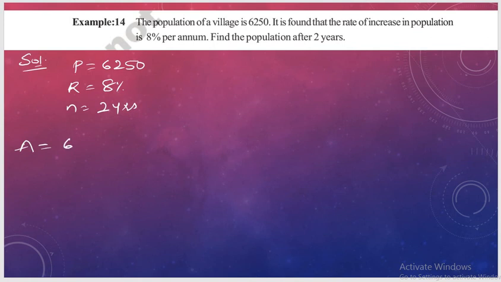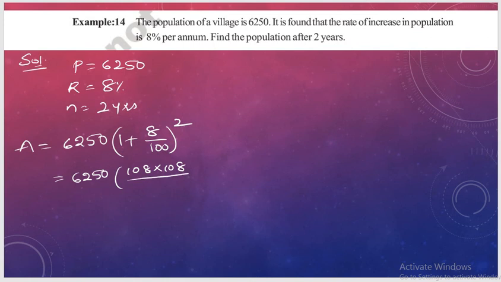Clearly, he is asking the population after 2 years, that means he is asking about the amount. So A is given as P into 1 plus R by 100 whole power n. When I substitute these values, what am I going to get? This is nothing but 108 into 108 by 100 into 100, right? 10 10 I can cancel out. In 25 table this goes 4 times. 25 4s are 100, 25 25s are 125.